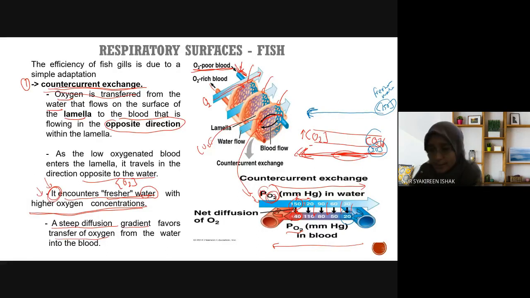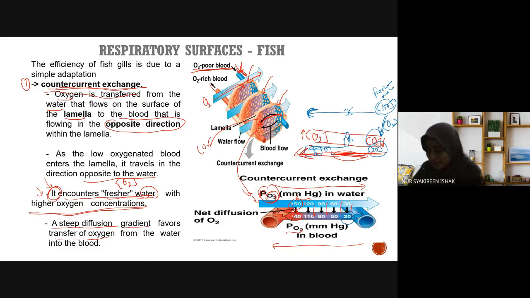150 berbanding dengan 20 dalam darah. So maksudnya kat sini dah berlaku sangat mendadak diffusion of oxygen into the blood. Faham? So nanti bila dah kat tengah dia dah reach equilibrium dah. So separuh. So ini 150, let's say dah 75. Sini dalam blood pun dah 75.